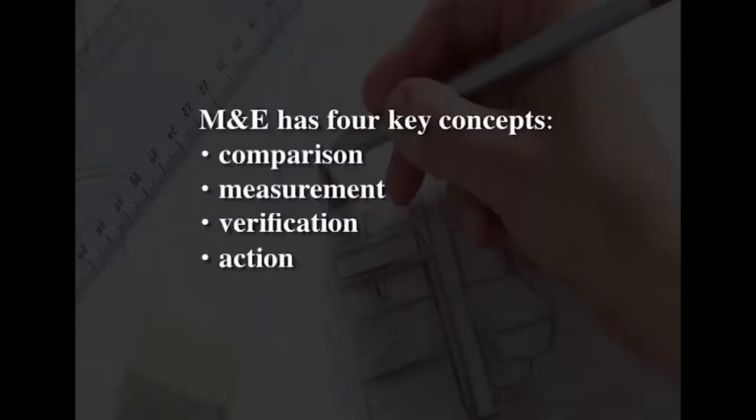Basically, M&E is about comparing what was originally planned with what actually happens. It tracks progress at each level of the logical framework: activities, outputs, outcomes and impacts or objectives. M&E has 4 key concepts: comparison, measurement, verification and action. Evaluation is essentially a reality test to assess the significance of the project. In particular, it looks at the efficiency, effectiveness, impact, sustainability and relevance of the project given its stated objectives.